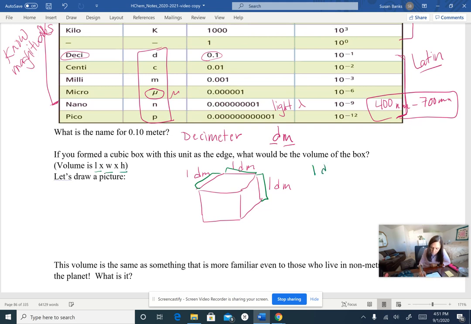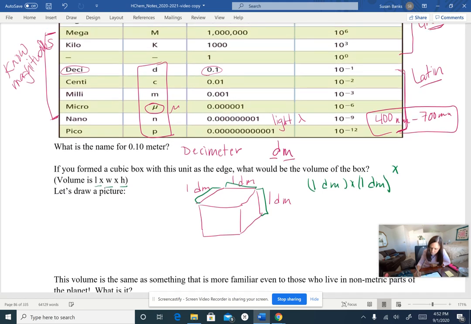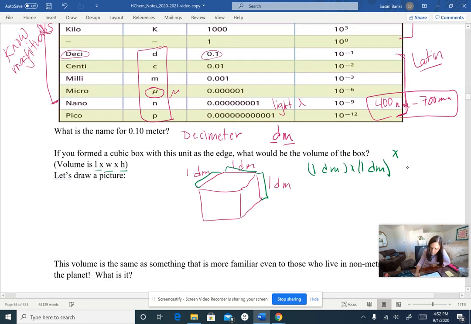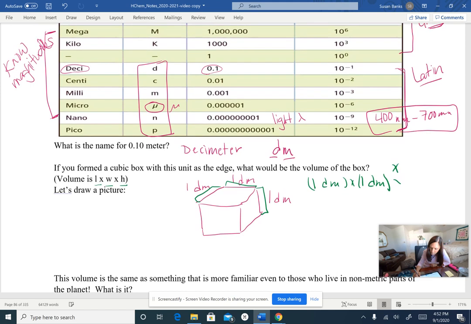So if I did 1 decimeter times 1 decimeter times 1 decimeter, why did that do that? I think I'm getting 1 times 1 times 1 gives me 1, right? 1 cubed, but my units are cubed, correct? So I would have 1 decimeter cubed, okay?